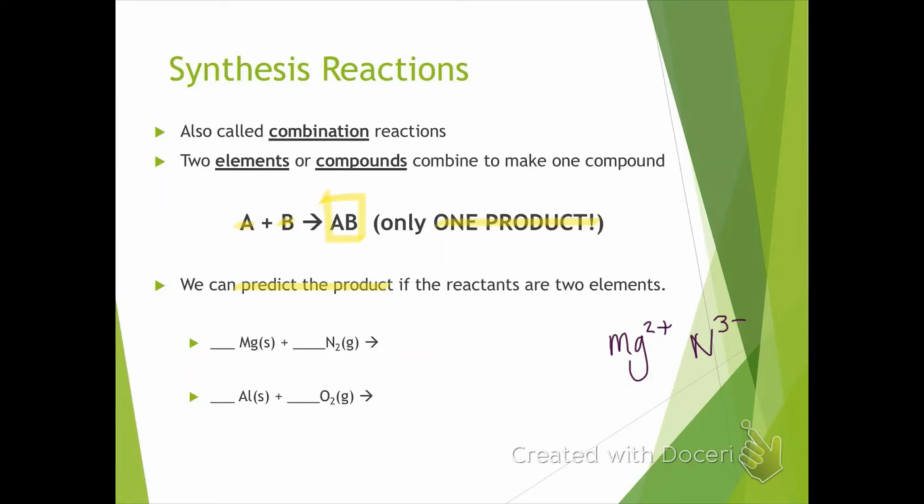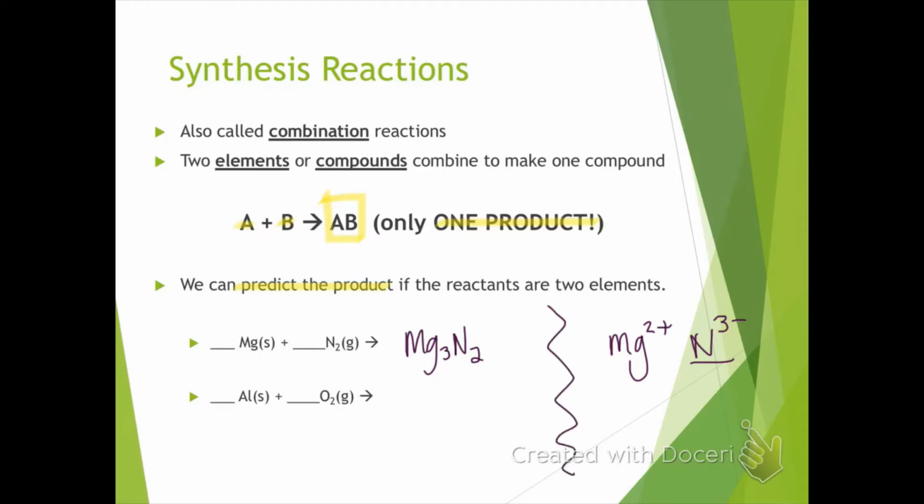We're not going to keep that little subscript 2. That's from nitrogen, the diatomic element. It's going to make nitrogen the ion. Ions are not going to be diatomic. So when we balance our charge, we're going to need 3 magnesiums and 2 nitrogens to make that neutral compound.